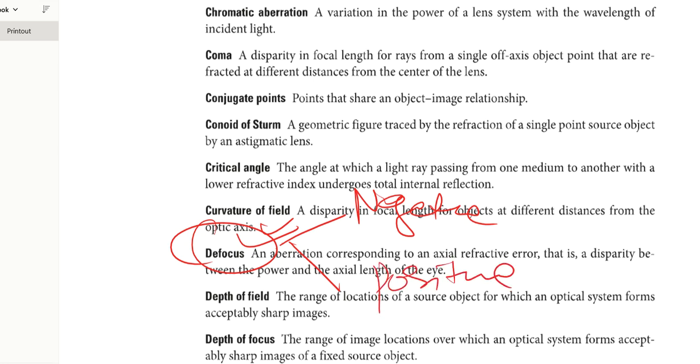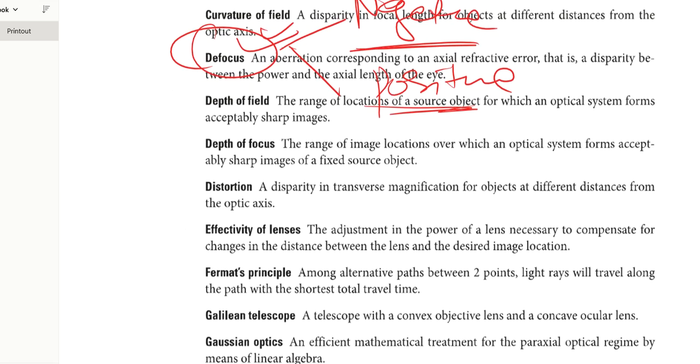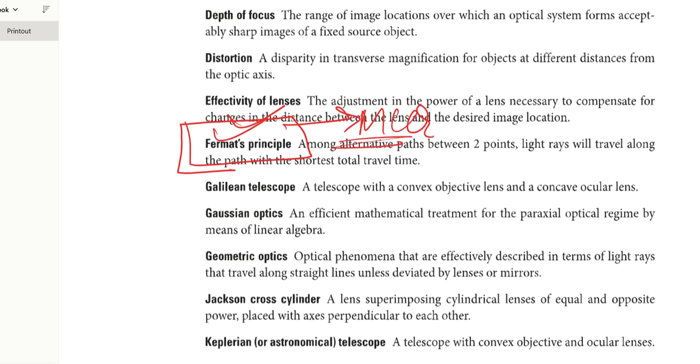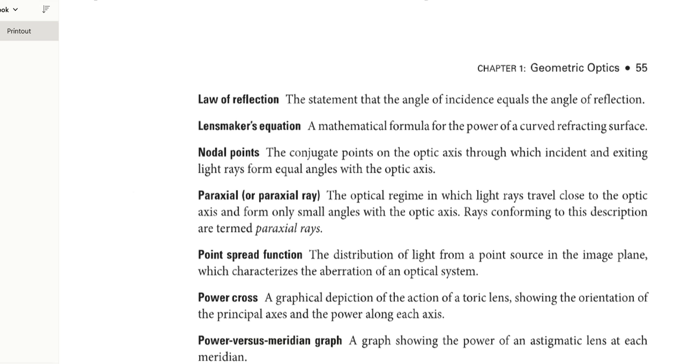Okay, you will read this in seventh or eighth unit, I think. Fermat principle. This is a past MCQ. But again I am saying don't skip any of these definitions. Nodal point, very important, okay.